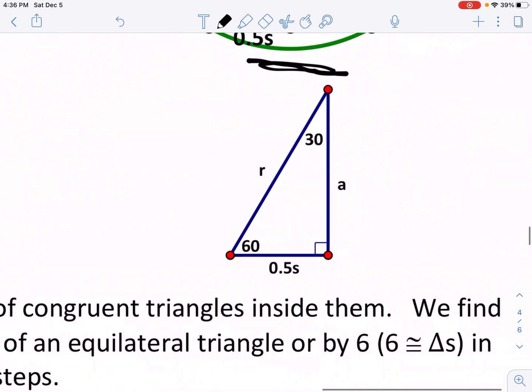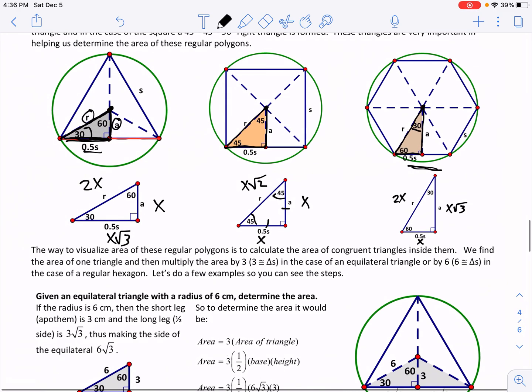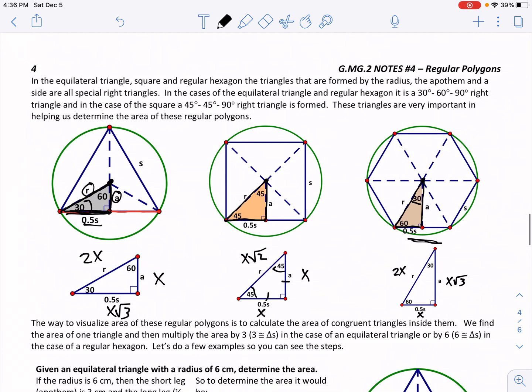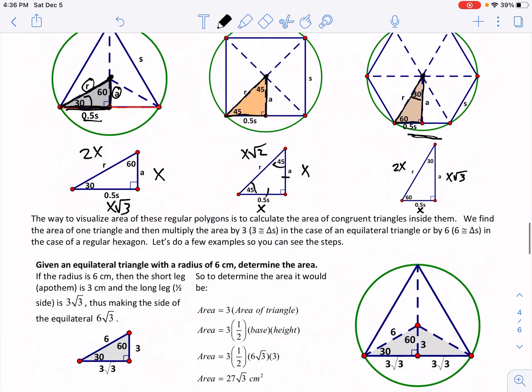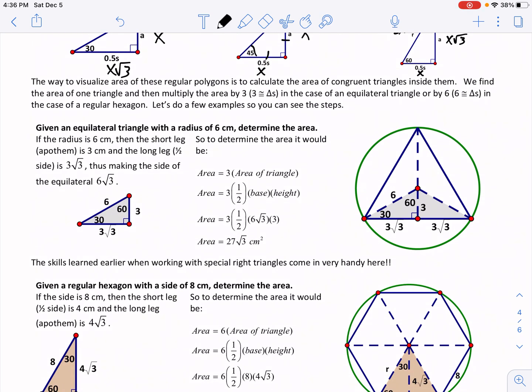Now, this is also a 30, 60, 90, it's just, again, in a different orientation, but the short side is still going to be x, the long side is still going to be x square root of 3, and then our hypotenuse is going to be twice x, okay? So that's why it's useful there, because then I know how to find the apothem, and then I can use that equation that we looked at earlier. A is equal to 1/2 AP, or PA, doesn't really matter, we can multiply in any order, apothem times the perimeter, okay?